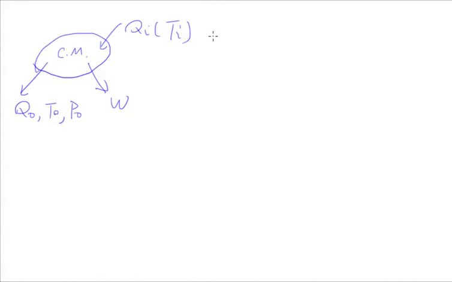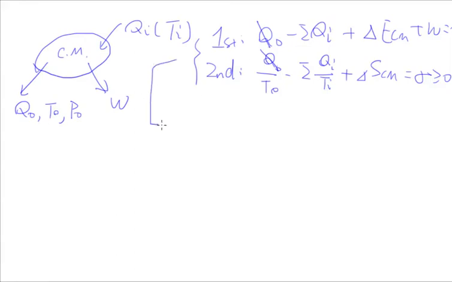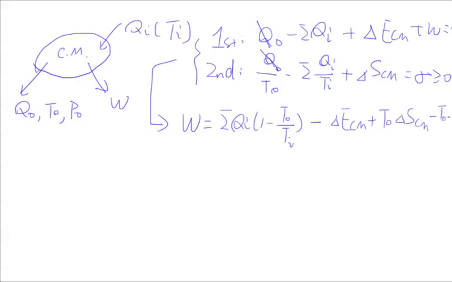So if we apply the first law, we get, and the second law tells us, and then if I combine these to eliminate the Q0 term, we'll get an expression for W, and that is. Now let's take a further look.